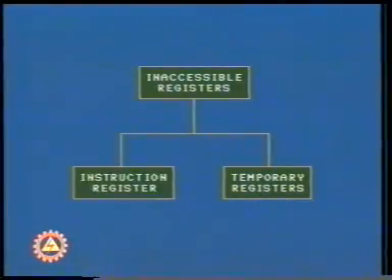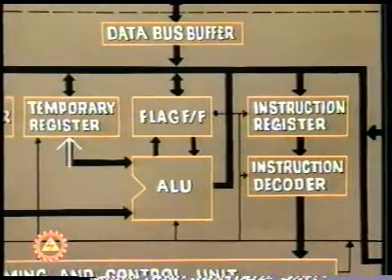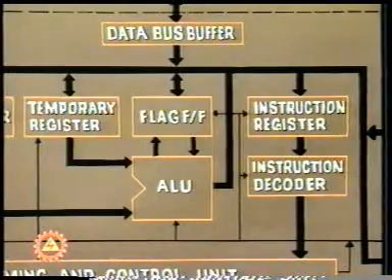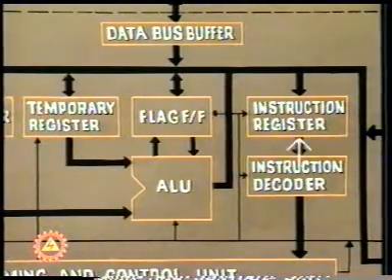Microprocessors have some registers not accessible to the programmers. They are instruction register and temporary registers. Width of these registers are equal to the width of the microprocessor data bus.